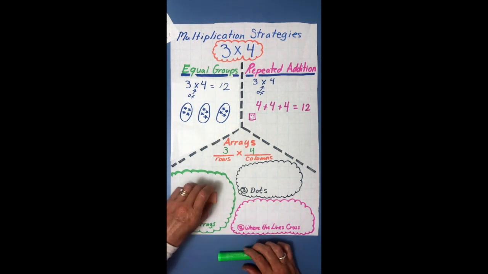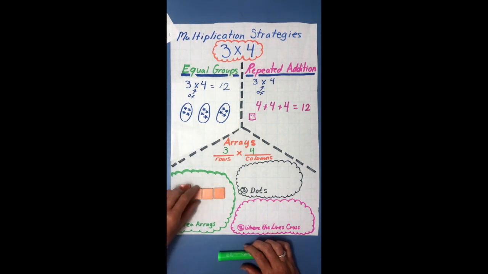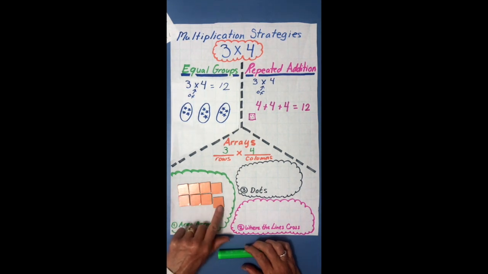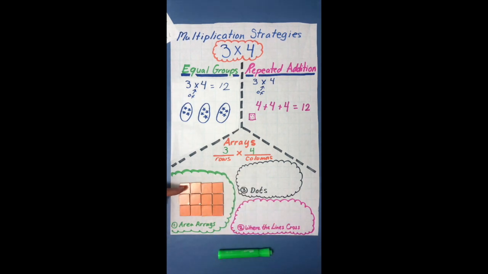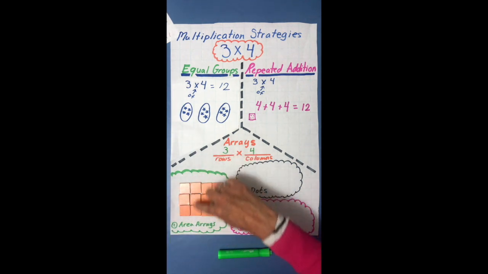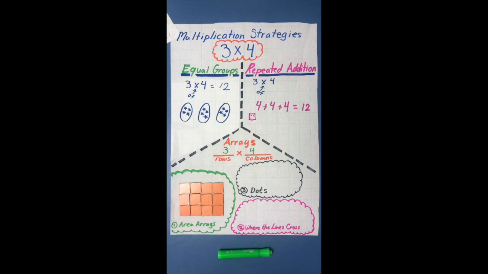So I do 1 row of 4, 2 rows of 4. Move this up a little so I have more room. Remember, you sit in rows, so I'm just making rows right now. Rows of 4. And I've got 3 rows of 4. And I'll show you this with my hands what I mean by this. So here I've got it. It's nice and neat. It's 1, 2, 3 rows and 1, 2, 3, 4 columns.